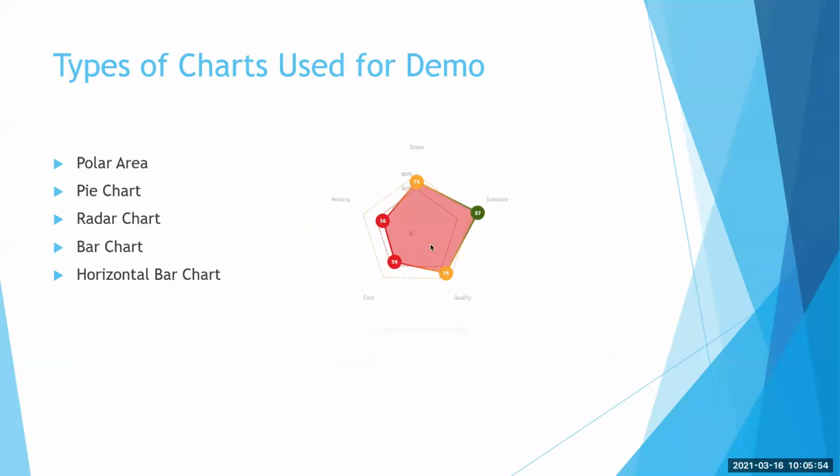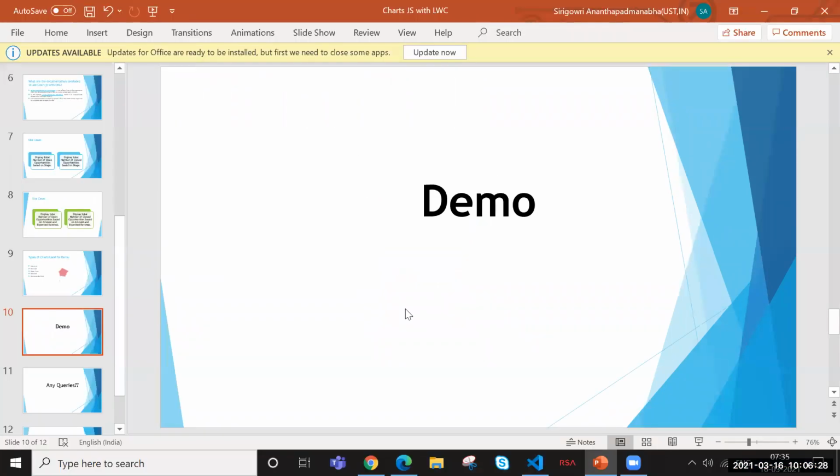So here I will be using different types of charts which are usually not available in standard Salesforce dashboards. I will also explain the high level view of my code as well. I will be taking polar area, pie chart, radar chart, bar chart, and horizontal bar chart. The one which I have displayed here is a radar chart. I will explain more about charts in the demo. Let's see the demo.